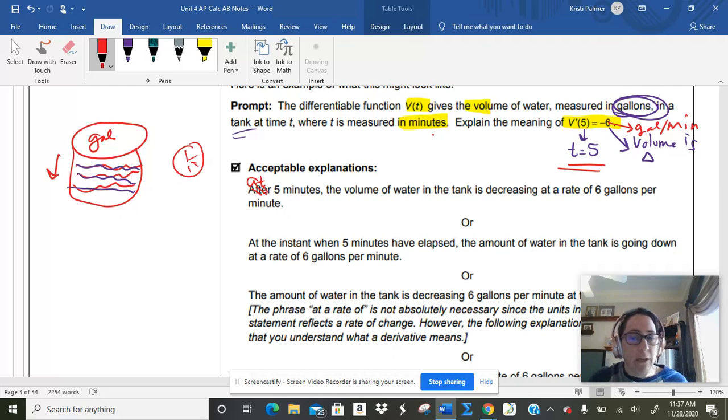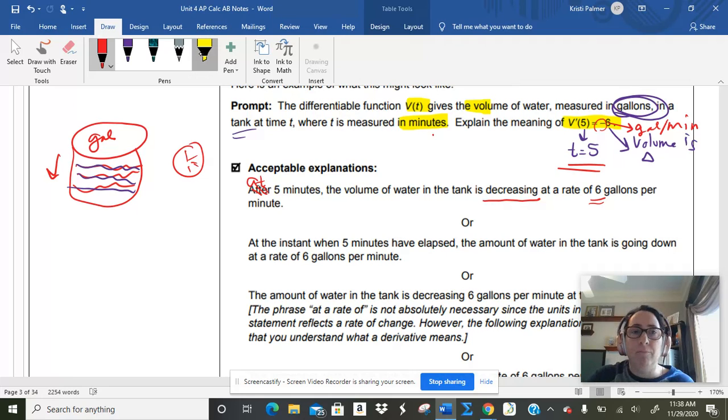I know that AP created this, but I've also seen where AP has said, no, after 5 minutes could be after 5 minutes from time equals 20. Okay, and that's not what we're looking at. If you're going to say after 5 minutes, you need to say after 5 minutes from the initial time. But it's easier if you just say at 5 minutes, the volume of the water in the tank. And here, if we say the word decreasing, that's to get that negative, then we can't include the negative again. Because if you said decreasing at a rate of -6, then you've got a negative negative. So this is decreasing at a rate of 6, and then they have the gallons per minute.